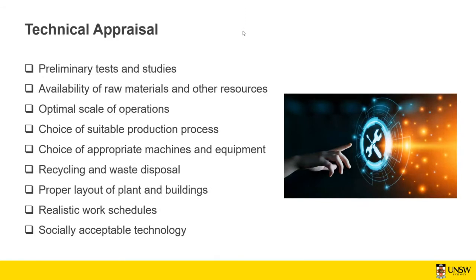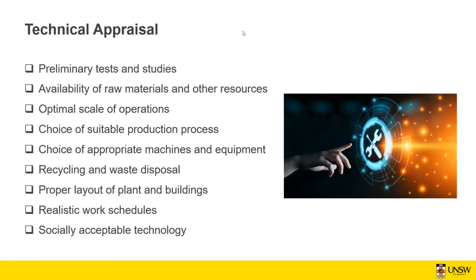Choice of suitable production process. This is another thing. When your project is finished, your prototype is looking great, how do you want to mass scale it and produce it, let's say for 1 million or 10 million customers. And also choice of appropriate machine and equipment that you want to use in the project. So these things are based on different projects.